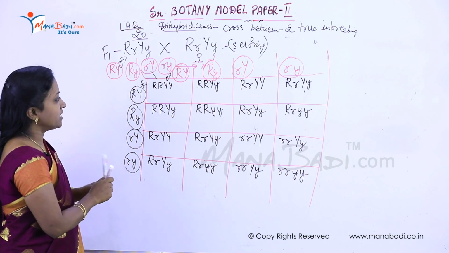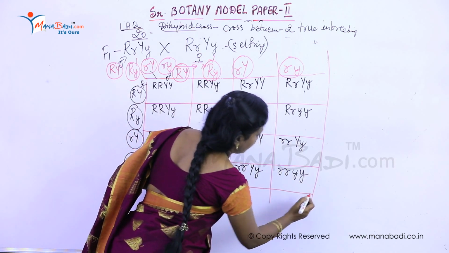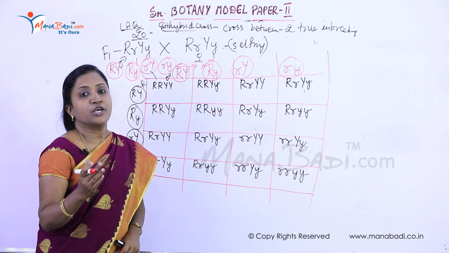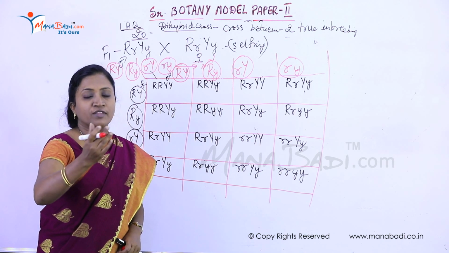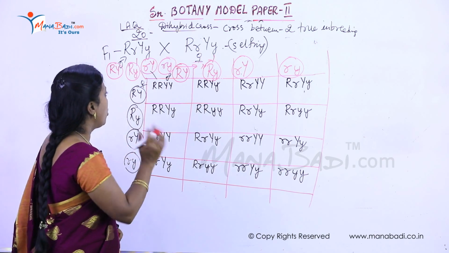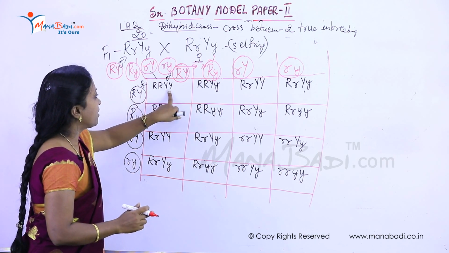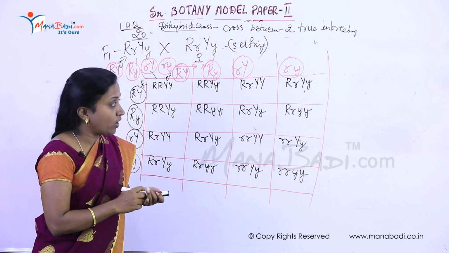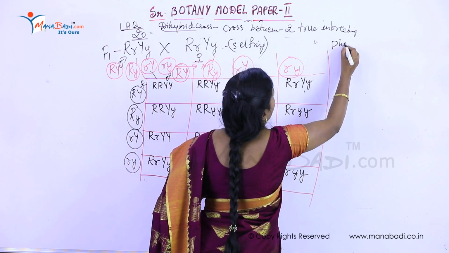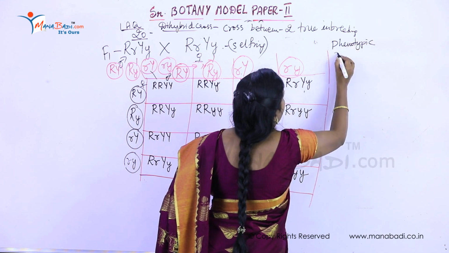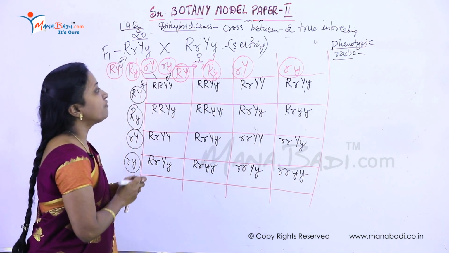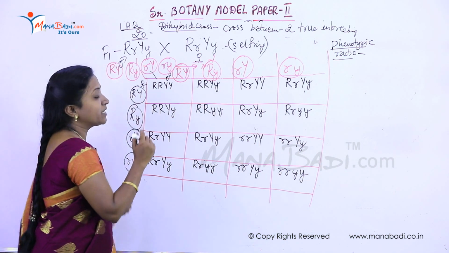Okay, so this is the Punnett square. Bateson and Punnett have given out this checkerboard or Punnett square in order to know the fusion of the gametes which resulted in the formation of the different offsprings. Here we have to know both the genotypic as well as the phenotypic ratio. First we will discuss the phenotypic ratio.